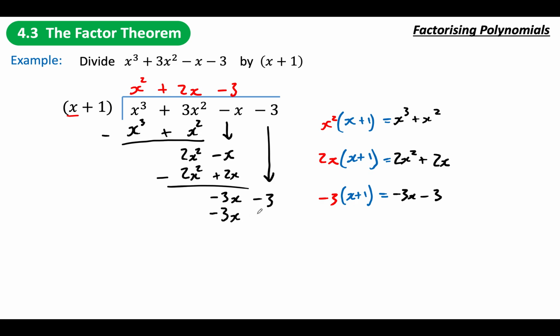Anyway, negative 3x, and then take away 3. Notice on this last one, that when you take this one away, you are left with nothing, because negative 3x take away negative 3x is nothing. Negative 3 take away negative 3 is also nothing. That means there's no remainder. So that is what we get when you divide it by that.